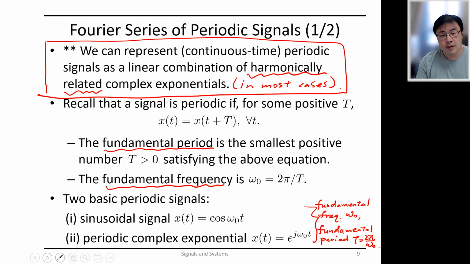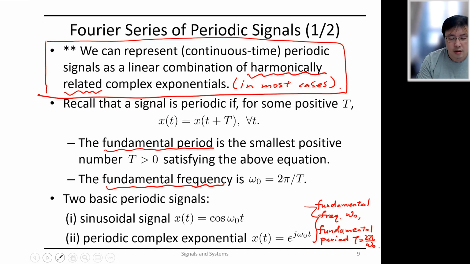So to gradually develop this idea, let us start out by looking at periodic signals, because we know that these complex exponentials, which are essentially sinusoids, are periodic depending on the choice of the frequency. So if you take a linear combination of these complex exponentials, you would at least expect that they can represent something that is also periodic.